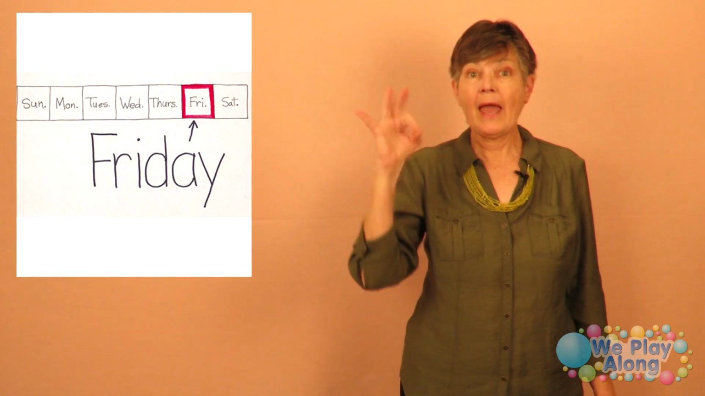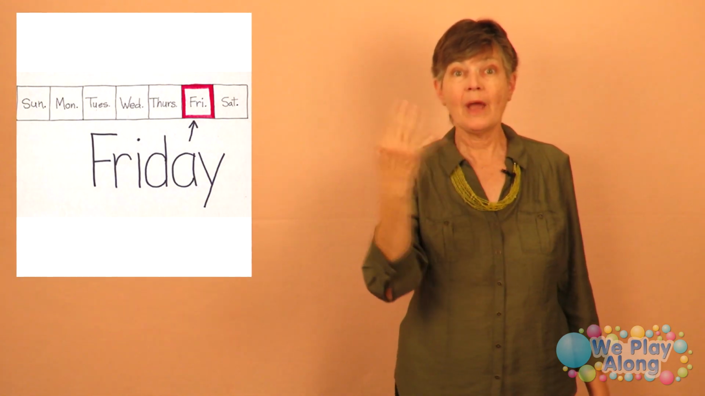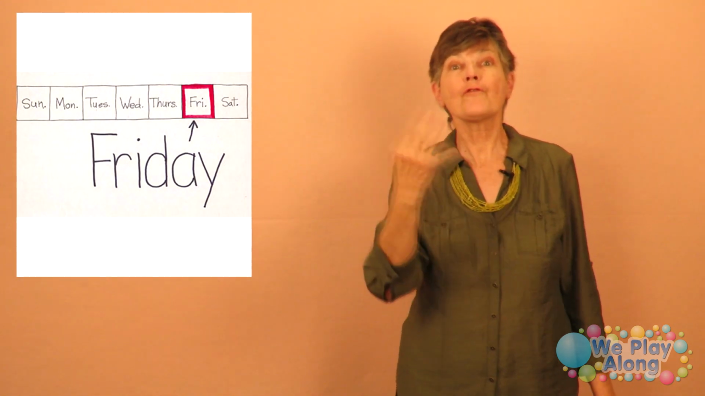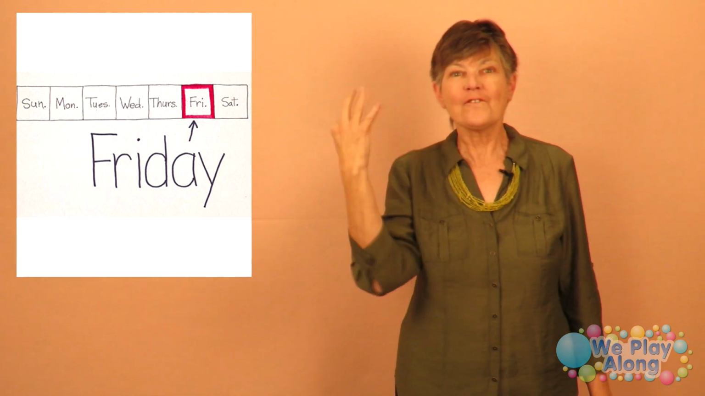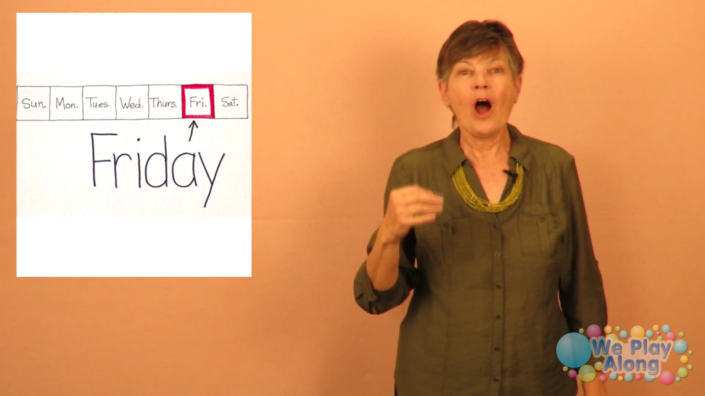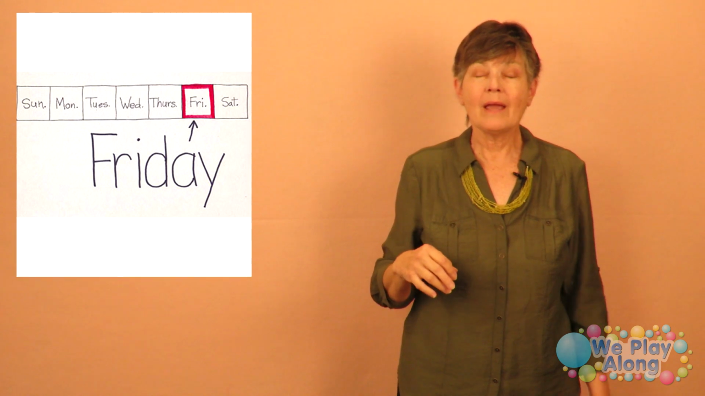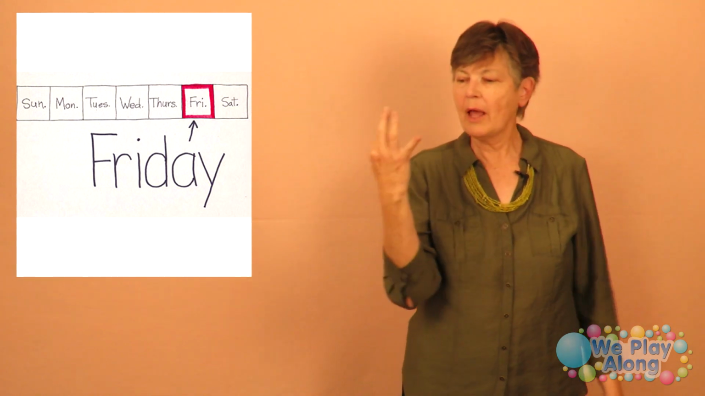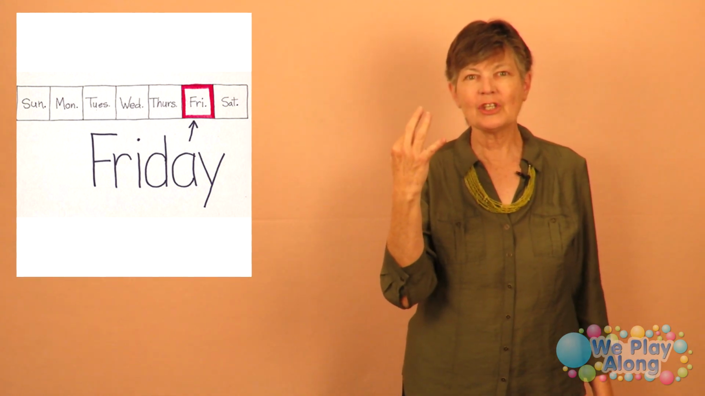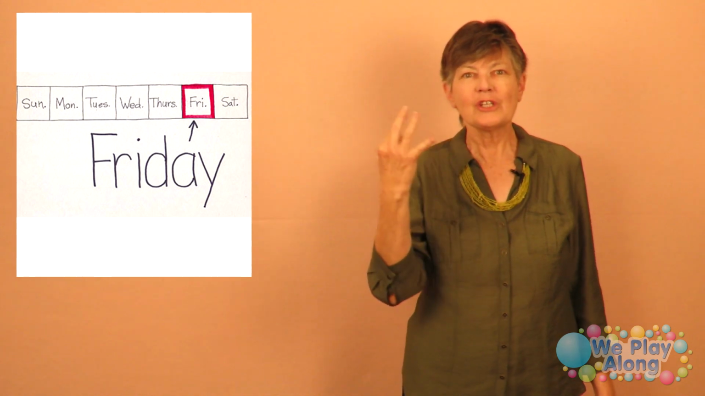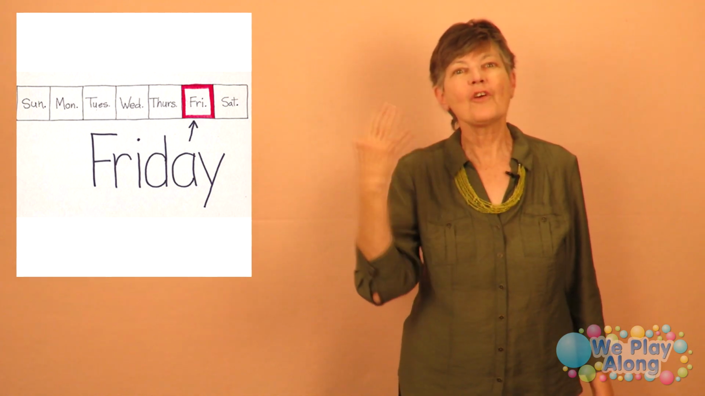Another word that uses the F letter in the sign would be, you're going to make that F and turn it around and circle it around. This is a sign for Friday. Friday. So all of the days of the week, well, there's an exception because Sunday's not, but you're going to take that initial letter and you're going to circle it around. This is a sign for Friday.